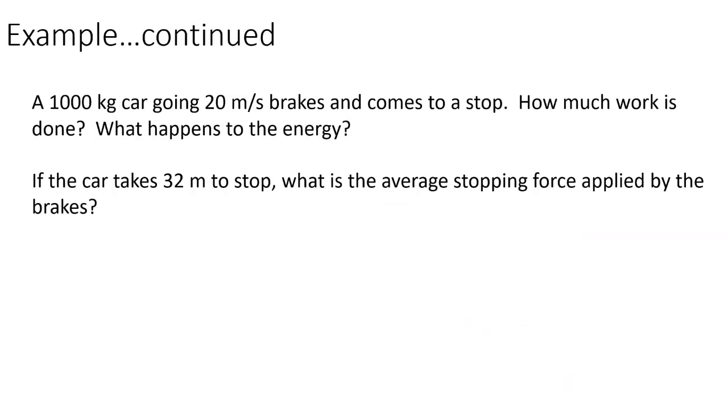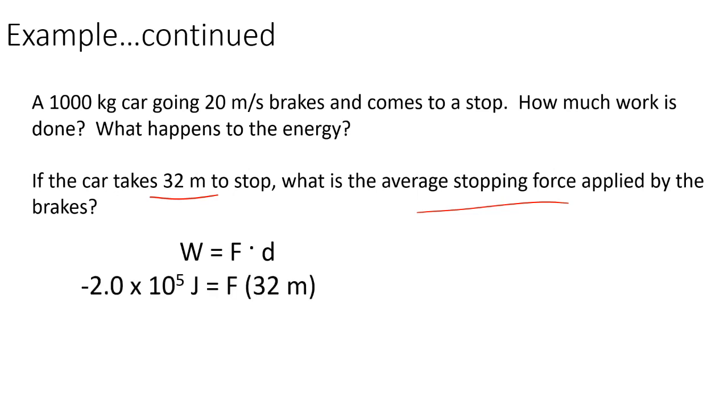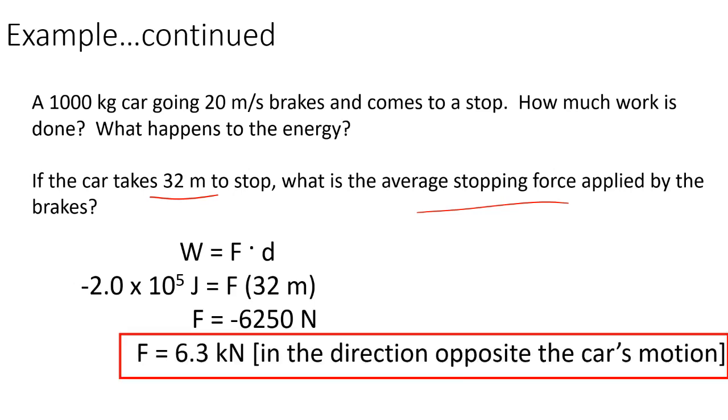We can take this a step further and say if the car takes 32 meters to stop, what is the average stopping force applied by the brakes? We know that the amount of work is equal to force applied over a displacement. In our case, the work done is negative 200,000 joules. We divide that by the displacement the car goes through, and we find that the force needed to stop the car is 6.3 kilonewtons. The negative sign that we solve for with the math just tells us the direction that the force is acting on the car.